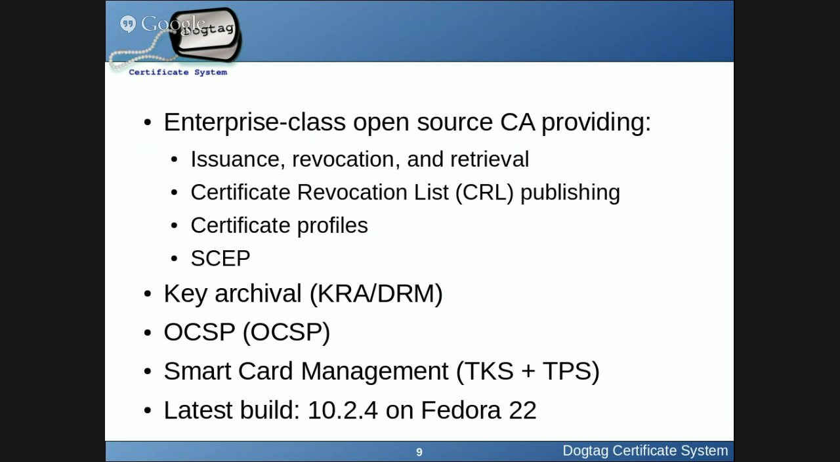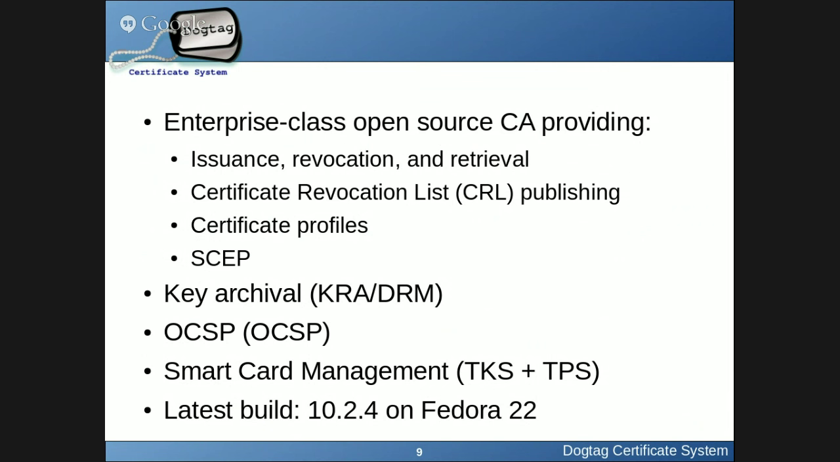It also provides smart card management. So if you wanted to use a token, a smart card, for authentication or for anything, right? It has functionality built in for that through the TKS and TPS, which is the token key subsystem and the token provisioning subsystem. Those are used in conjunction. I'm not going to get into that too much because I want to focus on what most people are going to be pretty interested in, which would be the CA portion of this.